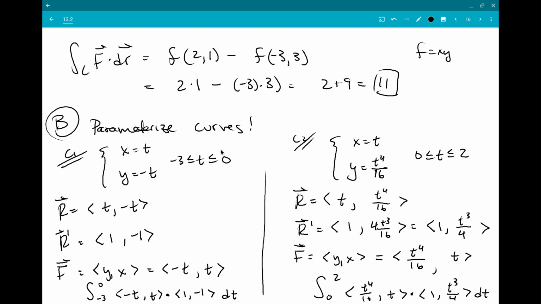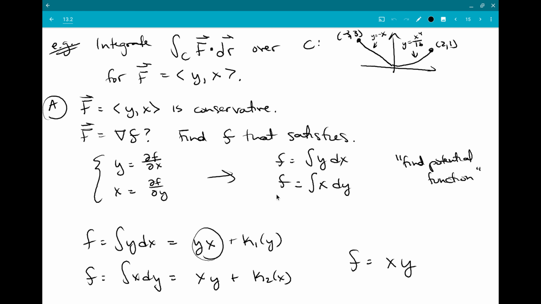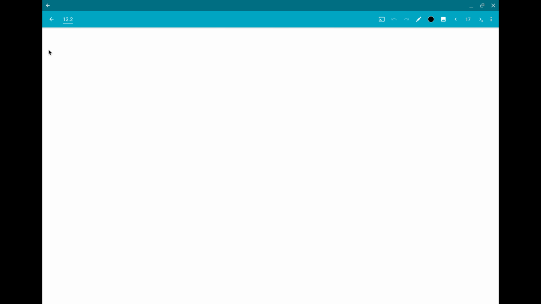And so setting up these parameterization problems is pretty formulaic. You can see that these are just the steps you follow. Whatever order you prefer is fine. The hardest part is finding the parameterization. And it does end up being a bit longer than just finding the potential function.